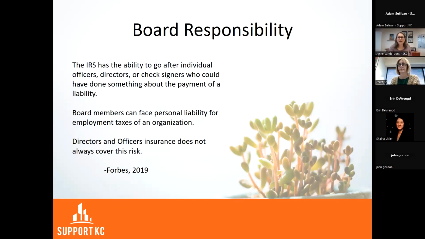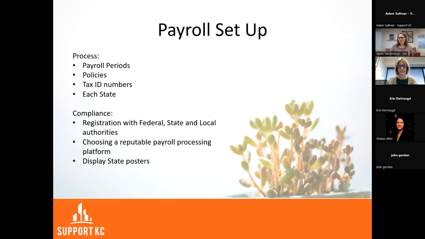should keep in mind, is that the IRS has the ability to go after individual officers, directors, or check signers who could have done something about the payment of a liability. This would really come down to the taxes and other pieces of that. And board members could face personal liability that is often not covered under your D&O insurance. So just to add another layer of stress when you're trying to ensure the payroll is correct and your staff is getting what they need, there's all these other entities that also believe we should make sure that's right as well.